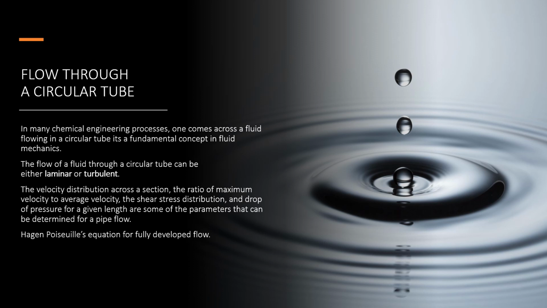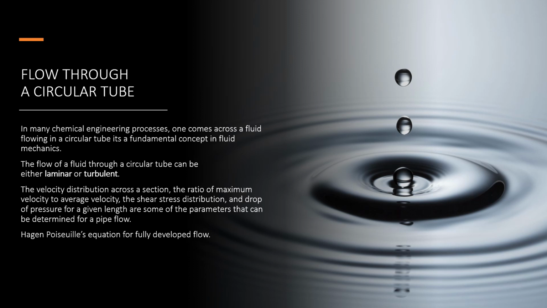The flow of fluid through a circular tube can be either laminar or turbulent. Laminar flow is characterized by smooth and orderly flow, while in turbulent flow, chaotic and irregular flow patterns are seen. Velocity distribution across a section, ratio of maximum velocity to average velocity, shear stress distribution, and drop of pressure for a given length are some of the parameters that can be determined for the pipe flow. So this we are going to discuss.